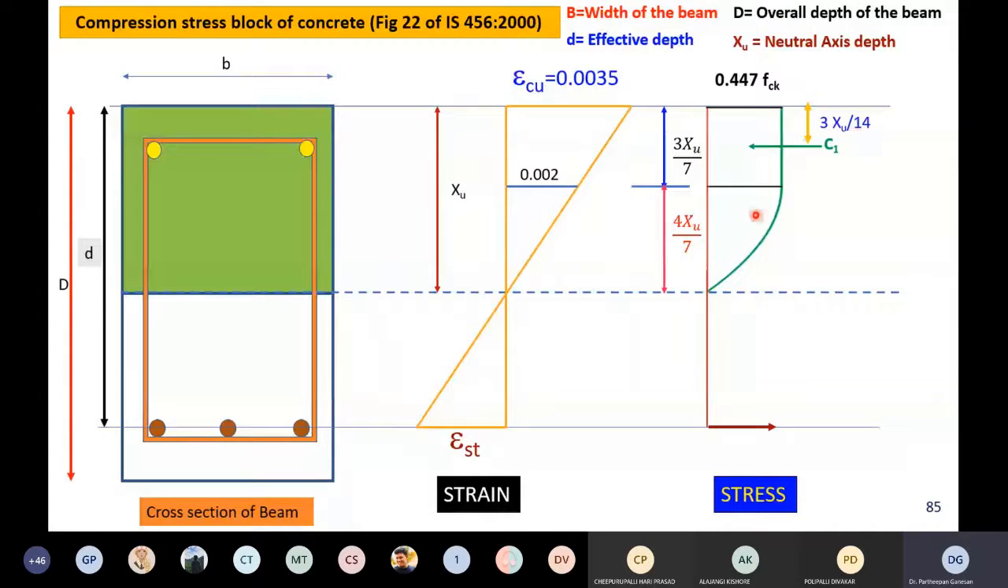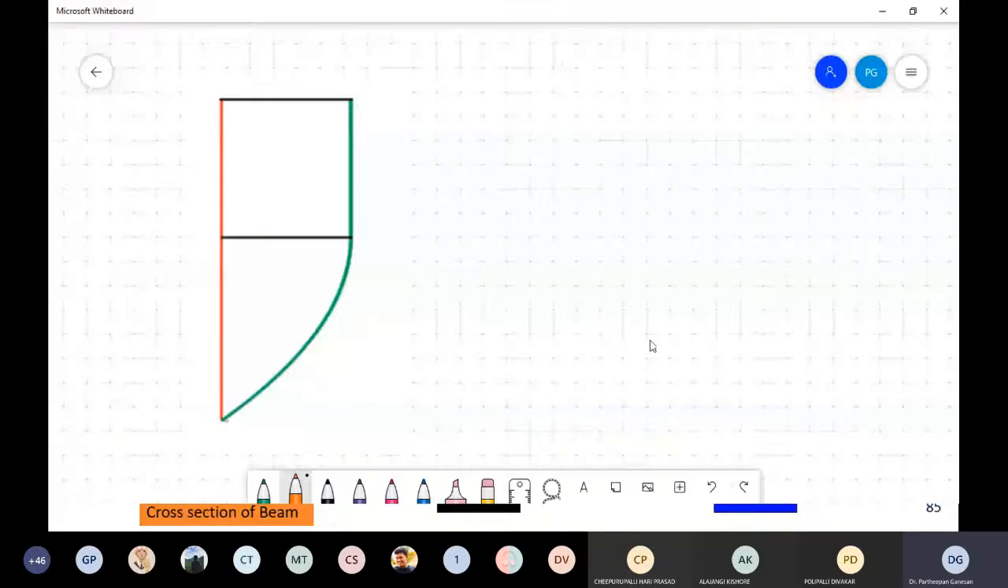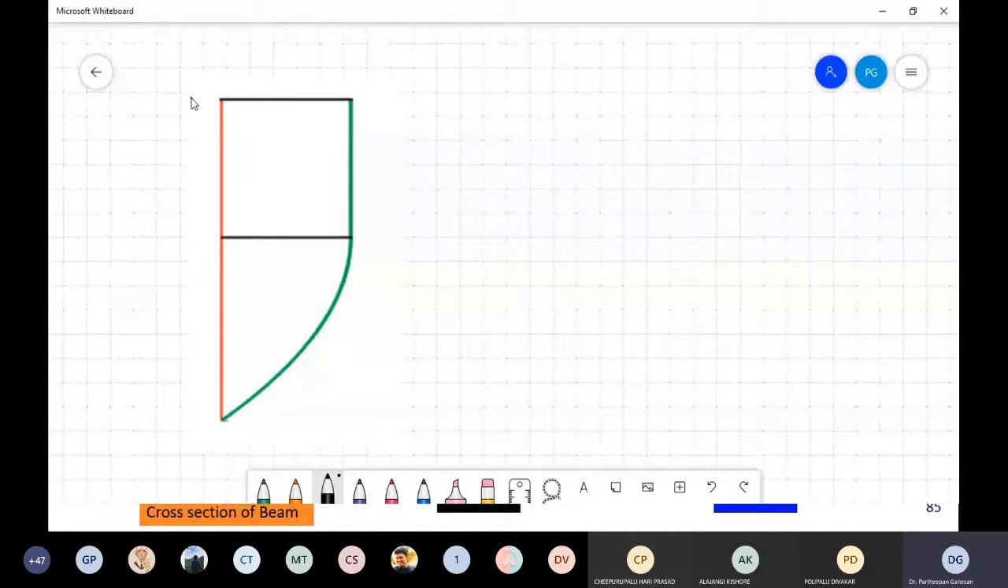Next, we consider the force that will be acting on the parabolic part alone. In other words, I'm going to show it here. Let us say this is 3/7 XU, right?